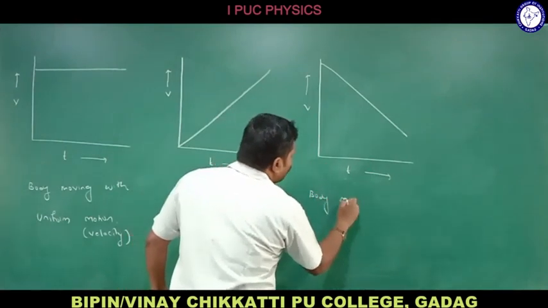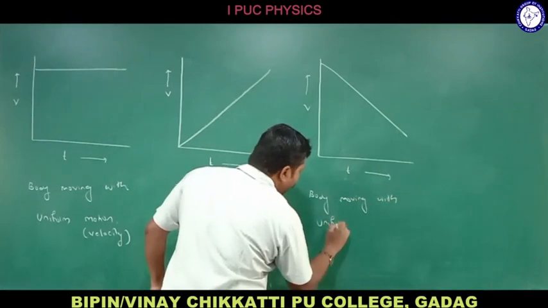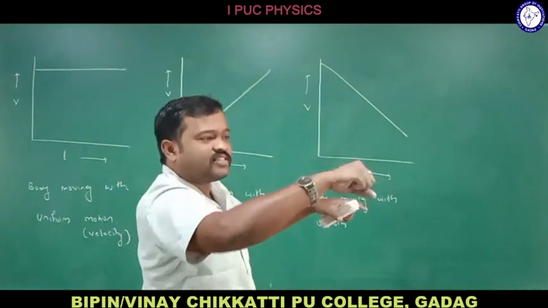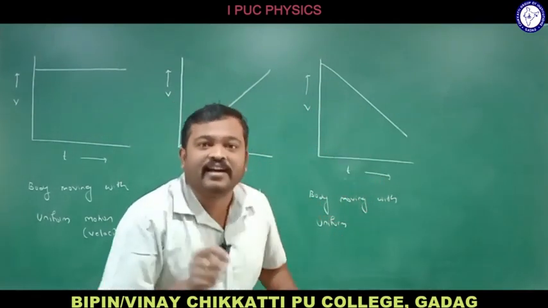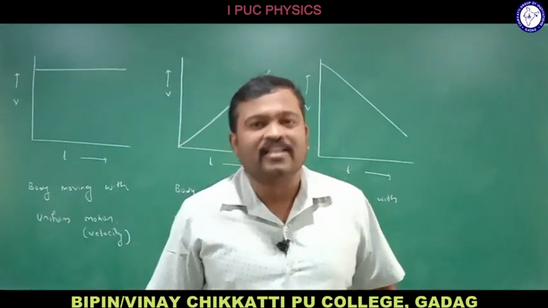Body is moving with uniform, he is decreasing the speed. If it increases, let me call it acceleration. If it is decreasing, let me call it retardation. I already told you about this, right? Negative acceleration is called retardation, right?